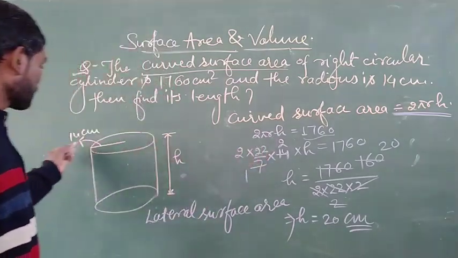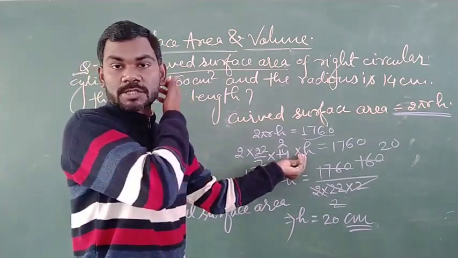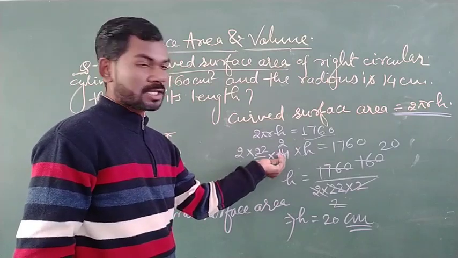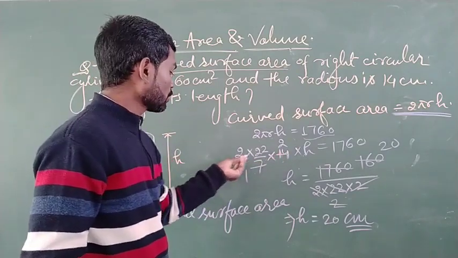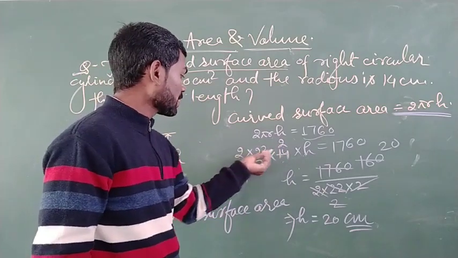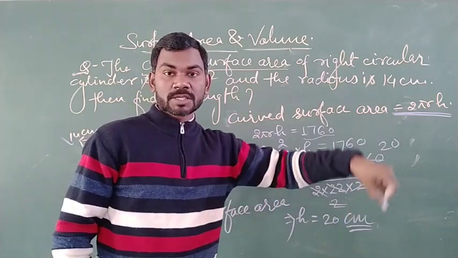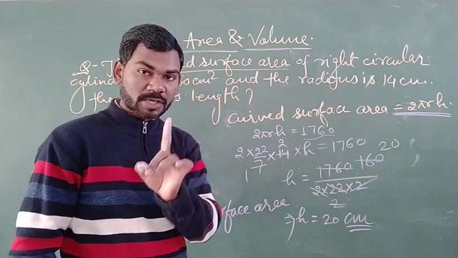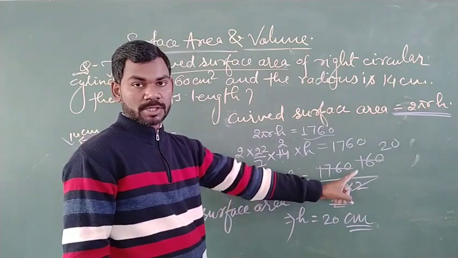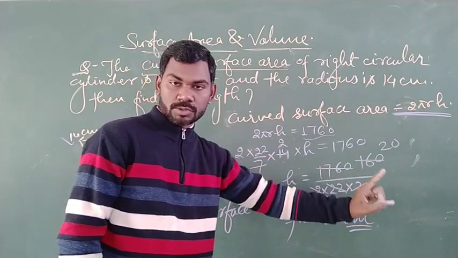The radius is given as 14 centimeter and h will remain because it is to be found out. Okay. Now 7 1 is 7 and 7 2 is 14. So we get 2 into 22 into 2. Since 2, 22 and 2 is multiplied with h, when it is transposed to the right hand side, it becomes divided and we get the result as h is equal to 1760 upon 2 into 22 into 2.